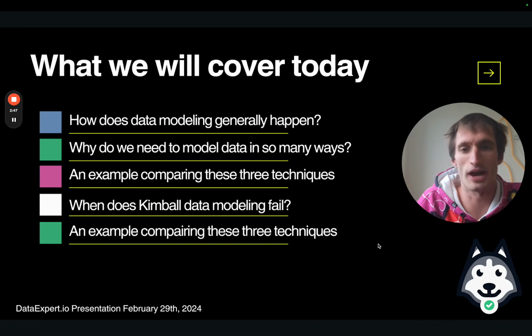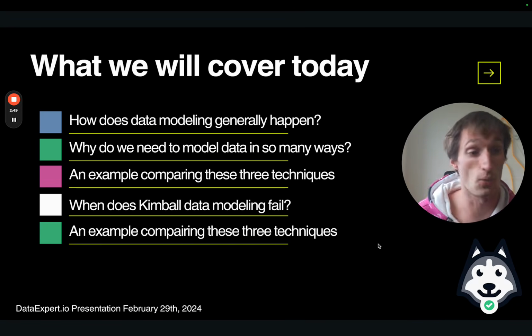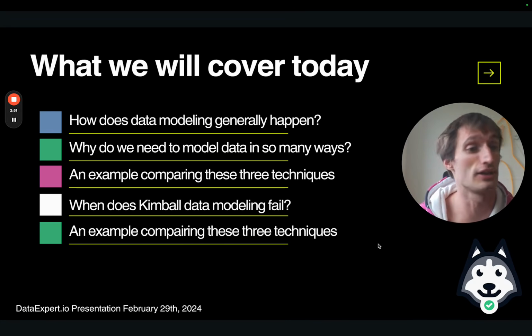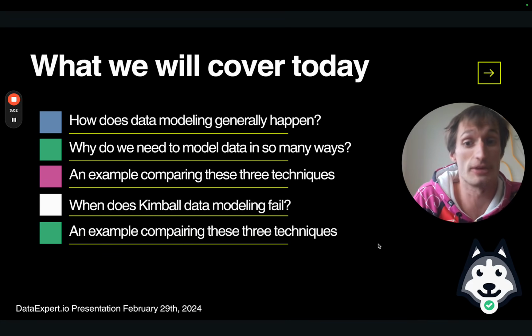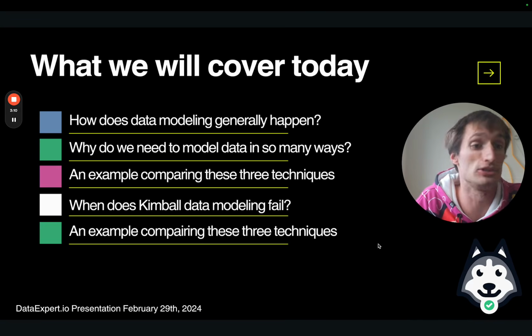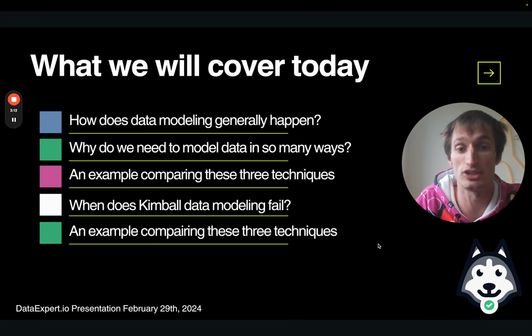We're going to be covering why we need to model data in so many ways. Why is there one big table and Kimball and Relational and Data Vault? And why is there a trillion million different ways? Aren't we just modeling rows and columns? Why the hell are there so many different options? We're going to cover exactly why there are so many options. And then we're going to go over an in-depth example comparing these three techniques and seeing what the benefits and drawbacks are of Kimball, of one big table, of Relational. So you can understand.